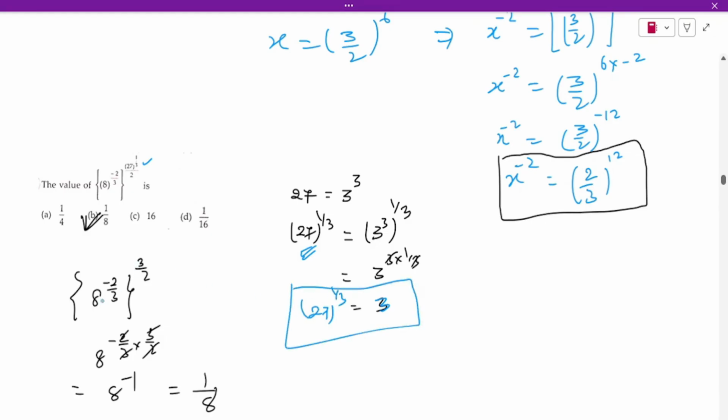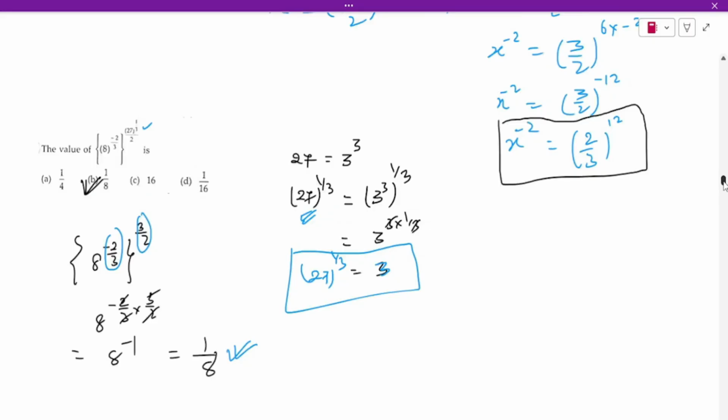This value we just have to put over here, and using the power of power rule, we can find that these two powers are going to multiply each other. As these two are reciprocal, that is going to give us the power 1, and as there is a negative, so a to power negative 1, and by using the reciprocal law, we can find that this is equal to 1 by 8.